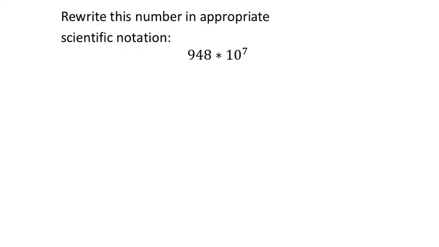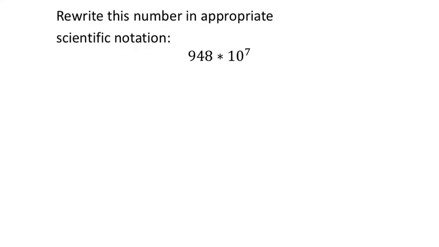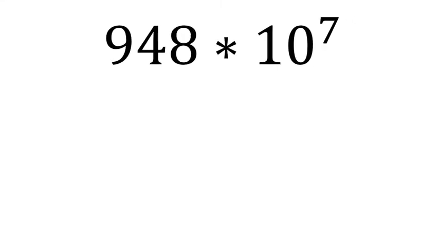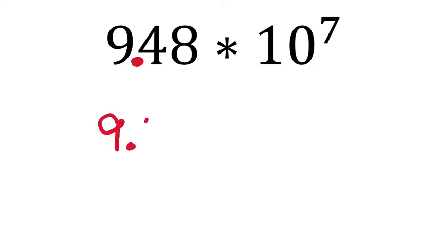Now this number right here, it's not in formal scientific notation. And why is it not in formal scientific notation? Because, remember, the decimal has to be right after the 9 here, but it's not, okay? So what I'm going to do, I'm going to take this 948, and I'm going to make it, because remember, that's where the decimal should be, right? I'm going to make 948 into 9.48.